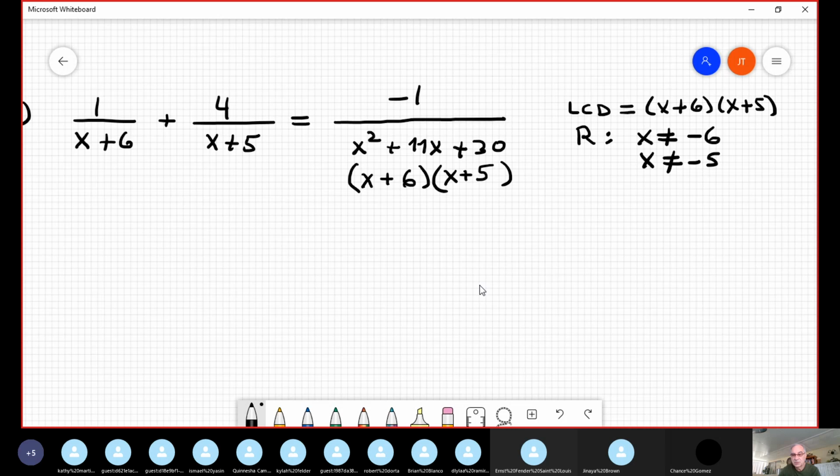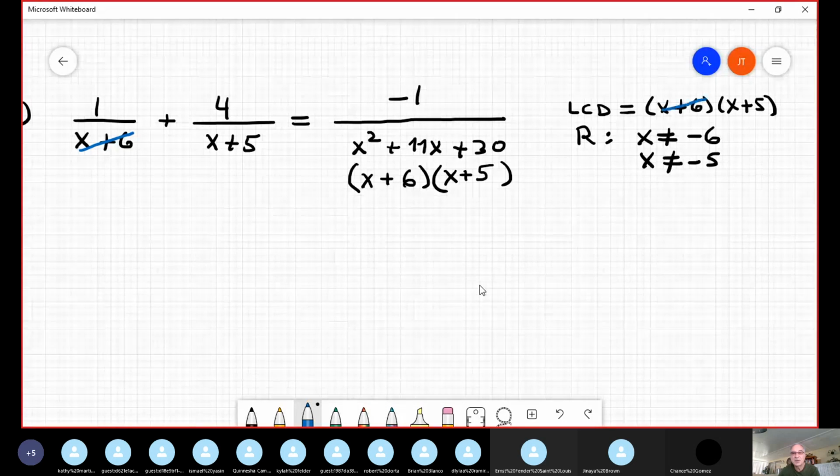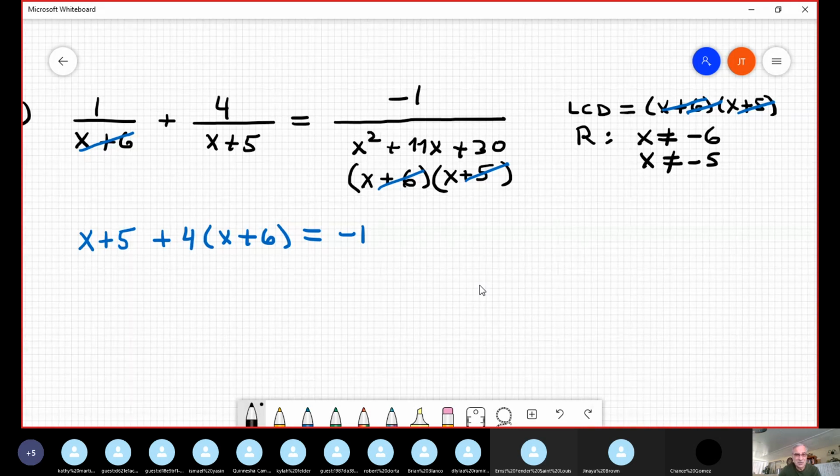Now when you multiply, the first one, blue color, x plus 6 is cancelled with this. We have x plus 5 staying alive. And the next one we have 4 times x plus 6. The last one we have only minus 1. Absolutely perfect, because everything is cancelled. And this is my super easy equation. The rest is apply the distributive property and combine like terms.